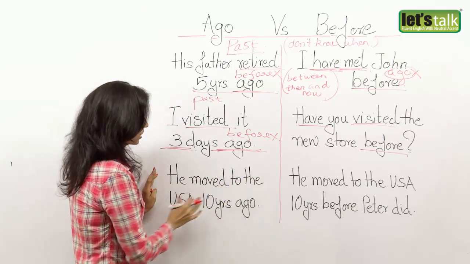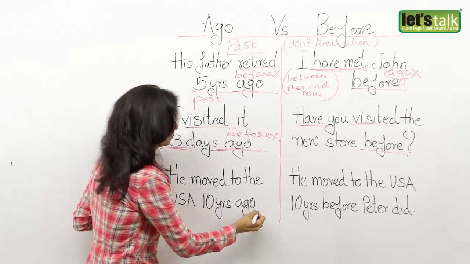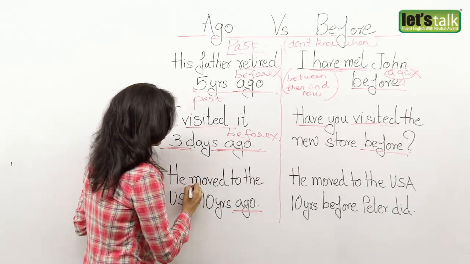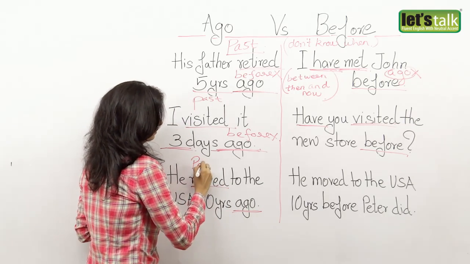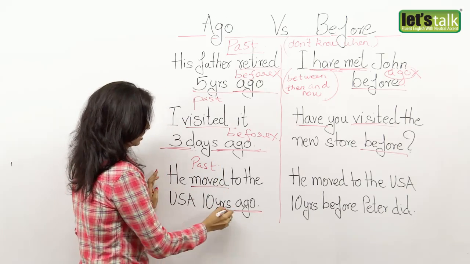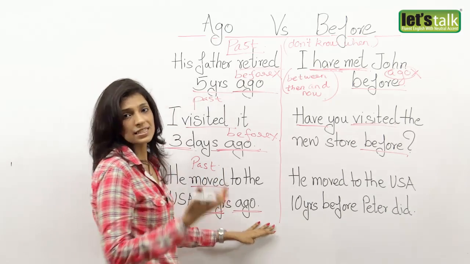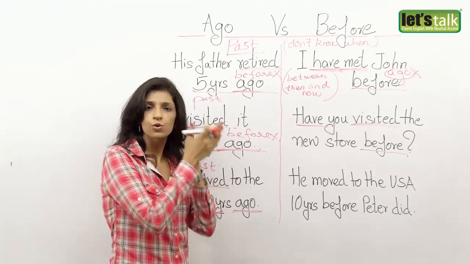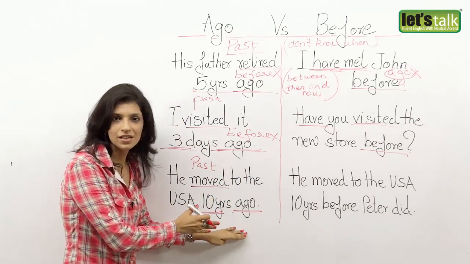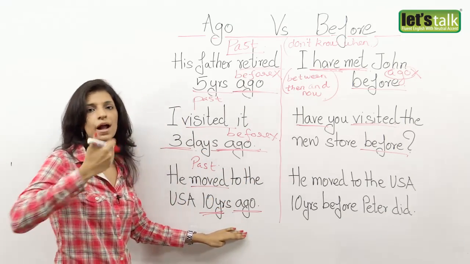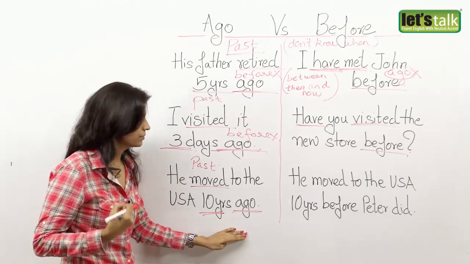He moved to the USA 10 years ago. You see, he already moved. This is your past. Okay, 10 years specifying the time. So 10 years ago. Let's count from now, 2013. If you go 10 years ago, you will have 2003. You count from the present, go backwards, and you have 2003.